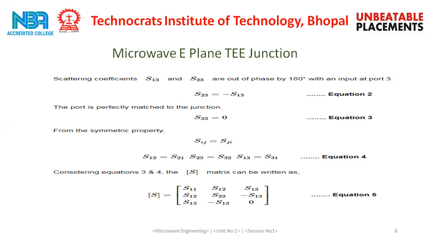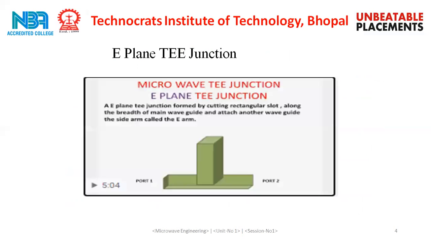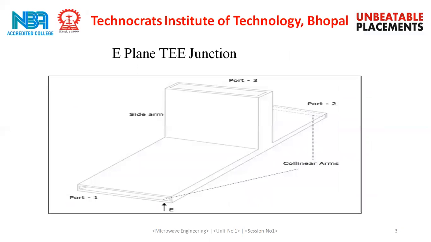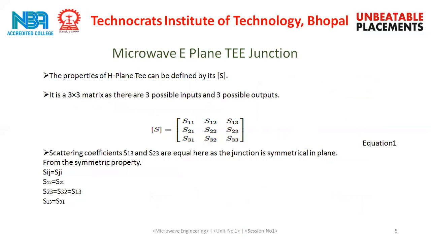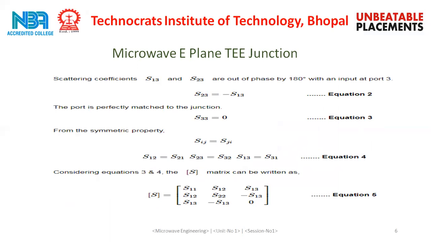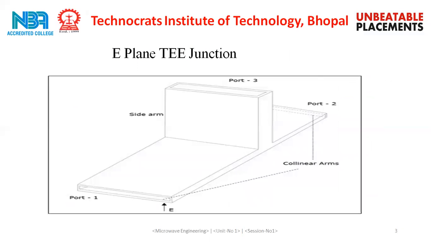Okay. Port 3, which is arbitrarily attached to the main waveguide, is always in a perfectly matched condition. Hence, we can say S33 will be equal to 0. S33 is always equal to 0 because port 3 is perfectly matched to the junction. That means whatever is the input from port 3, there will be no output from port 3.